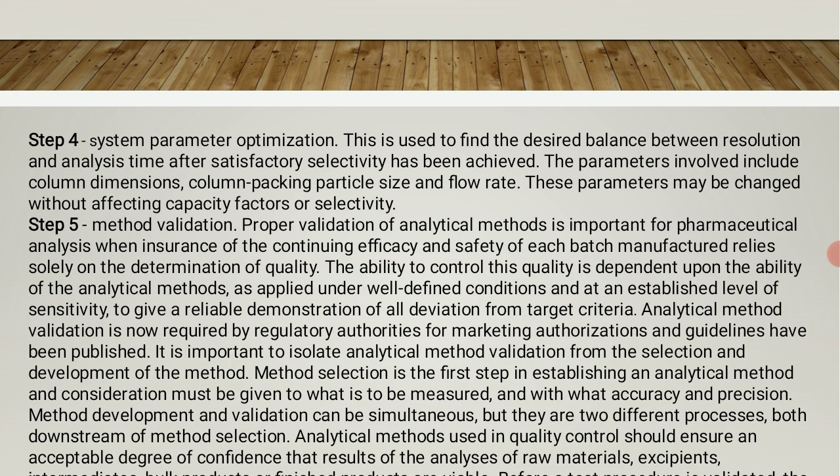Now, step number 4, system parameter optimization. This is used to find the desired balance between resolution and analysis time. After satisfactory selectivity has been achieved, the parameters involved include column dimensions, column packing, particle size, and flow rate. These parameters may be changed without affecting capacity factors or selectivity. Step number 5, the last step, method validation.